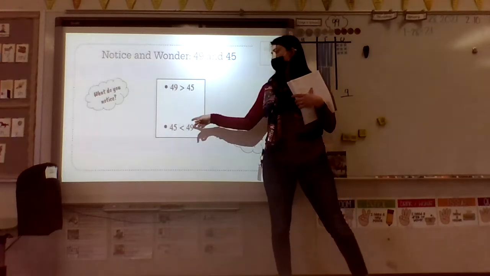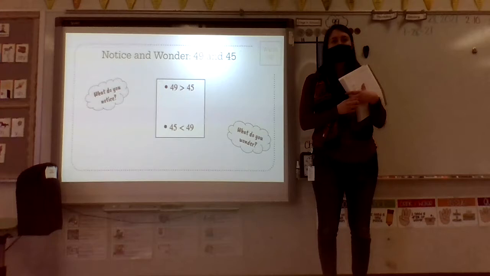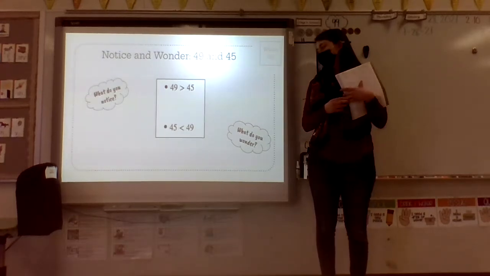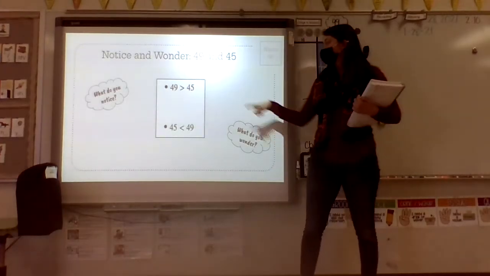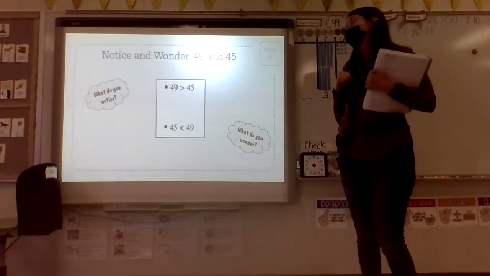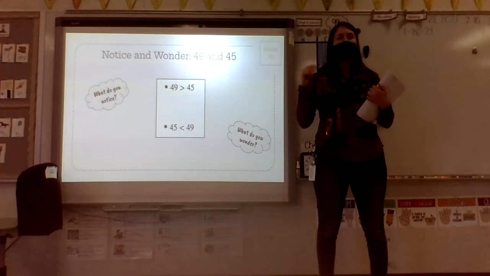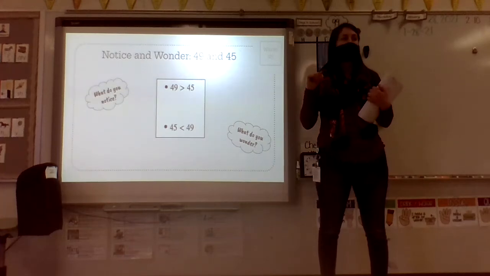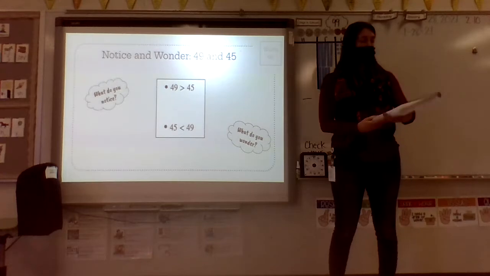Good. And what is the symbol telling us specifically? That 49 is a greater number than. Good. So even though both of them are different, they're both telling us the same thing, that 49 is greater than 45, or 45 is what? Less than 49. Very good.